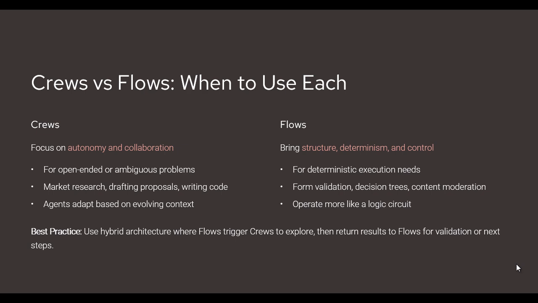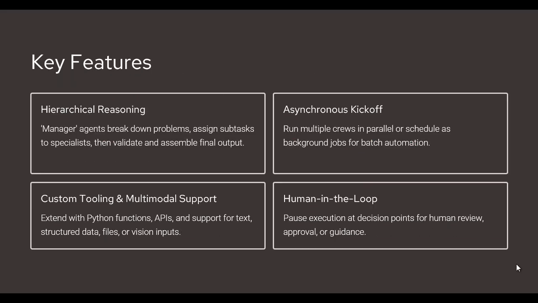So when to use each? Use crews when the problem is open-ended or ambiguous, like conducting market research, drafting a proposal, or writing code. Agents collaborate and adapt based on evolving context. Use flows when you need deterministic execution, like form validation, decision trees, or content moderation rules. Flows operate more like a logic circuit. For many use cases, a hybrid architecture works best. A flow can trigger a crew to explore, then return results to the flow for validation or next steps. You get autonomy and control both in one place.